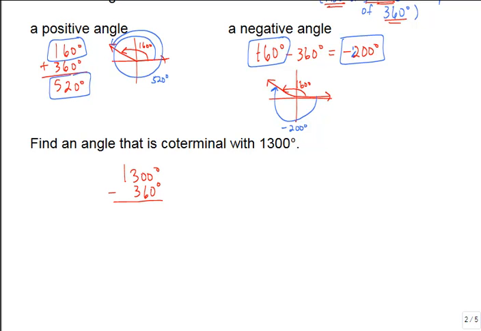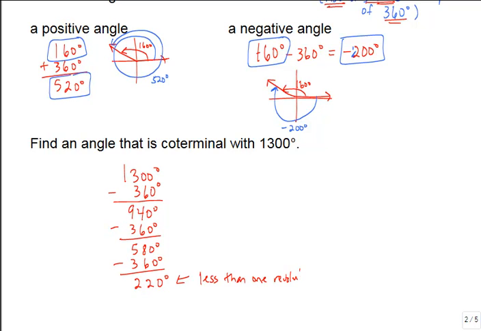So if I subtract off 360 degrees, then 940 degrees would be coterminal. Let's keep going. Let's subtract another 360, so another revolution. Then we would be down to 580 degrees. If I keep subtracting here, another 360, finally I get down to 220 degrees, which is less than 360, so this would be less than one revolution around.